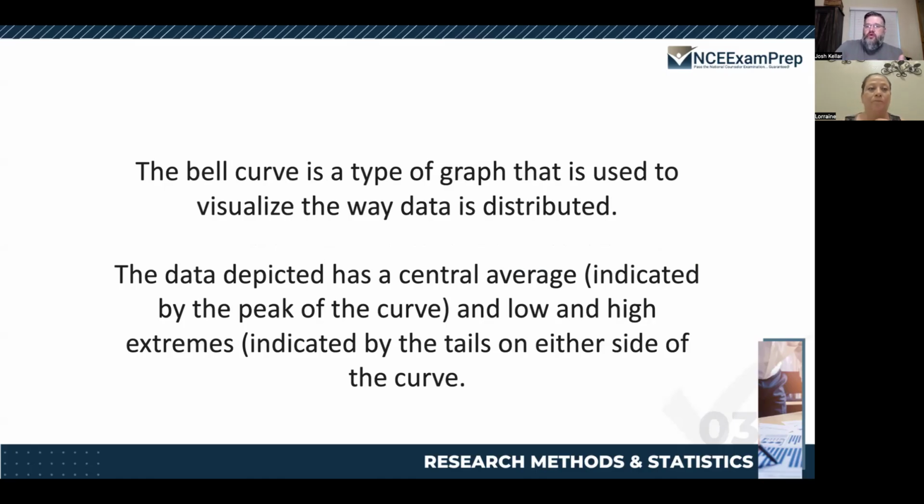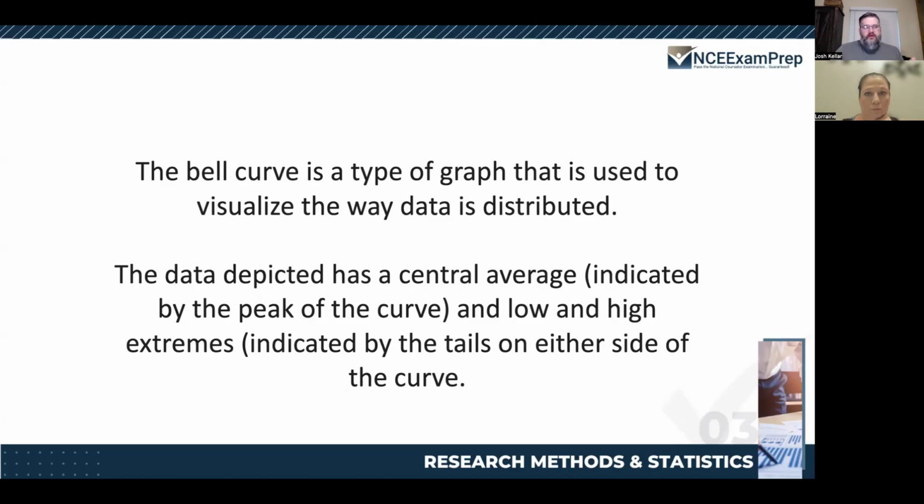So with a normal bell curve, the graph that's depicted has a central average indicated by the peak of the curve, and then low and high extremes indicated by the tails on either side of the curve. Okay, we're going to see how a skewed distribution changes that.